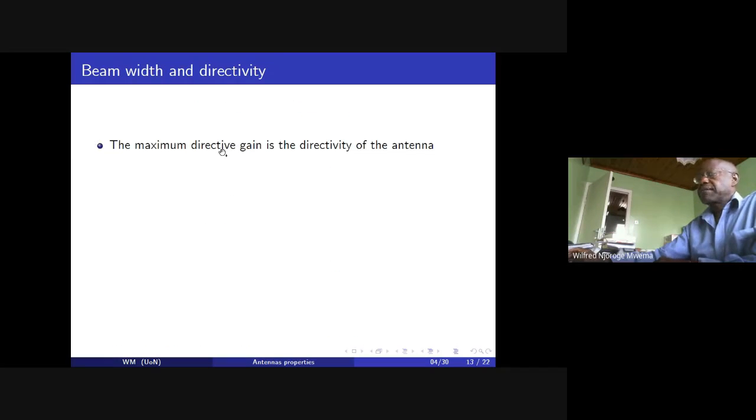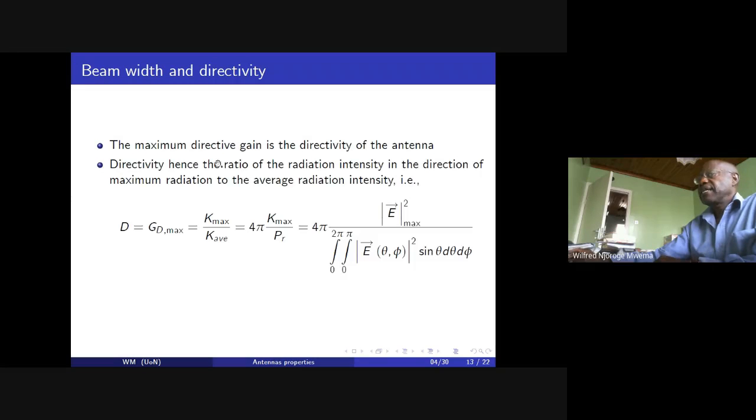So the maximum directive gain is usually defined as the directivity of the antenna. And the directivity will therefore be the ratio of the radiation intensity in a given direction, that is the direction of maximum radiation, to the average radiation intensity. That is, you are going to get a value of theta and phi representing the direction of maximum radiation, and then we'll define that as K max and divide it by K average.